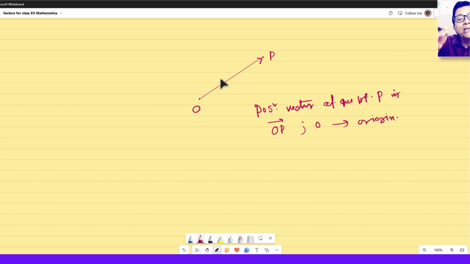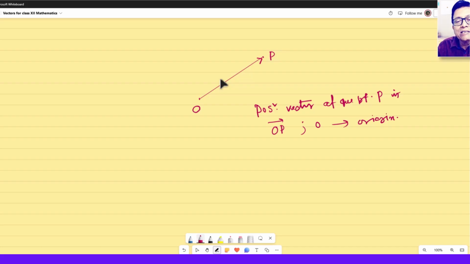This origin, in our problem solving session, may be in the plane of paper, or it may be outside the plane of paper, anywhere. But if we say the position vector of a point P, then from that origin to point P, if you join, that will be the position vector of the point P.